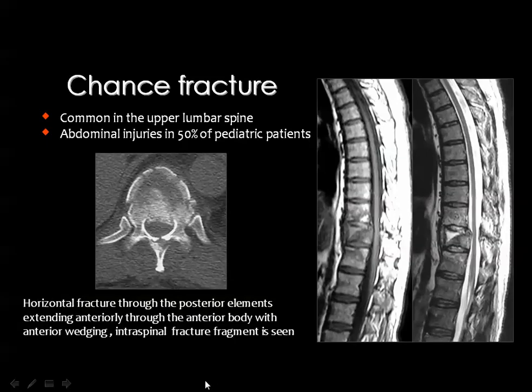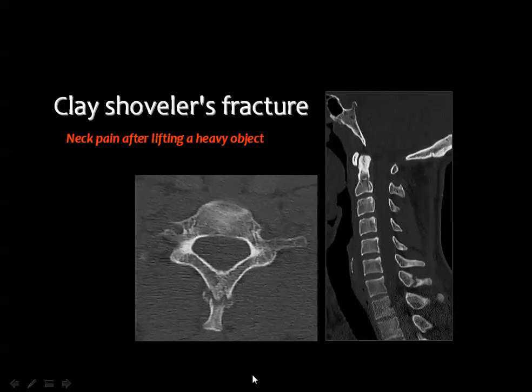A chance fracture is usually appreciated by CT, but can also be seen by MRI. And you see this is T1 and this is T2. One of the lower dorsal vertebrae is affected, and if you look carefully, you can see that the fracture is extending posteriorly through the neural elements. And this is the appearance of the fracture by CT, and you can see some of the retropulsed bone fragments encroaching on the spinal canal.